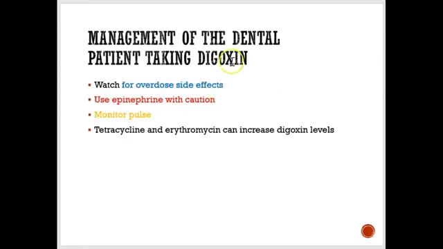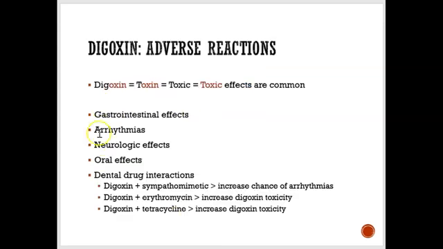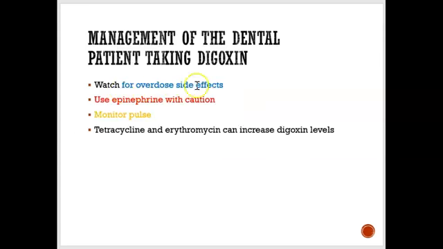Now, if someone is taking digoxin, watch for overdose side effects. These are side effects that could happen. GI, so the stomach could get really upset. They could be vomiting a lot. Their heart rate could get abnormal. There could be brain effects. There are lots of effects that could happen. It's very toxic, so we have to keep an eye out for side effects. If we're using epinephrine, make sure we use a very low dose. Monitor their pulse, because anytime someone has heart conditions, we always take their BP and even their pulse. We want to measure their pulse as well, just to make sure that it's controlled.